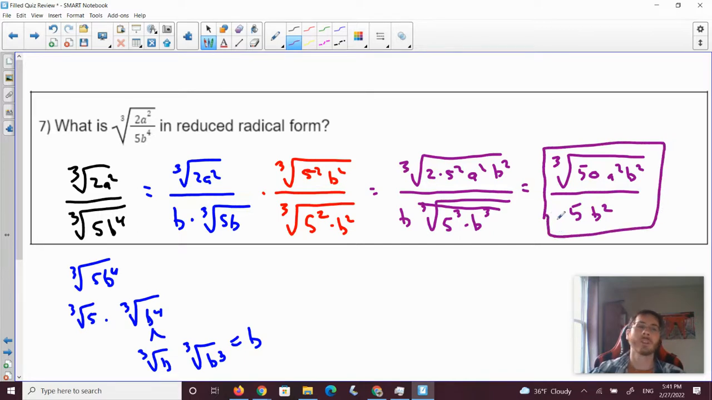So there we go. That's what we want to do for number 7. So that's what it is in reduced radical form. All that means is we want to get rid of the root that's on the denominator. So once we do that, then we're in reduced radical form.